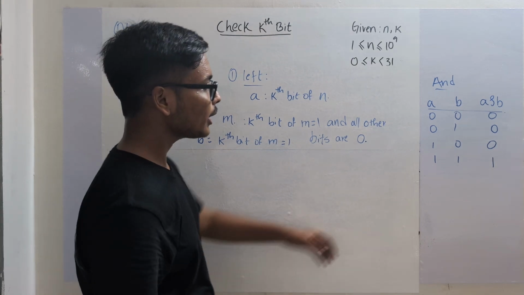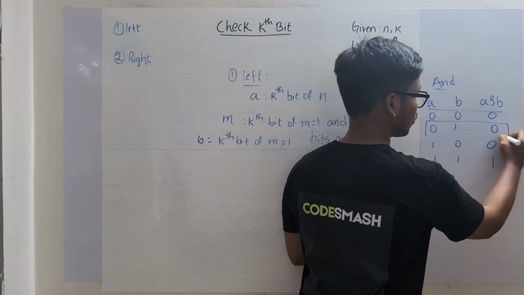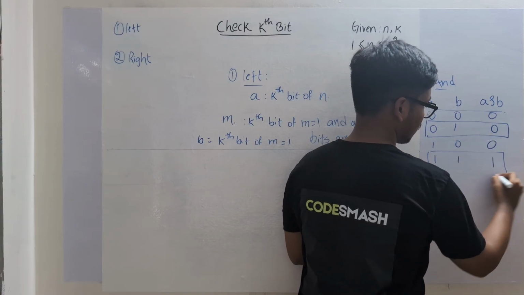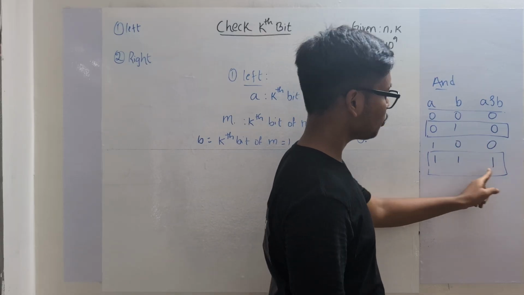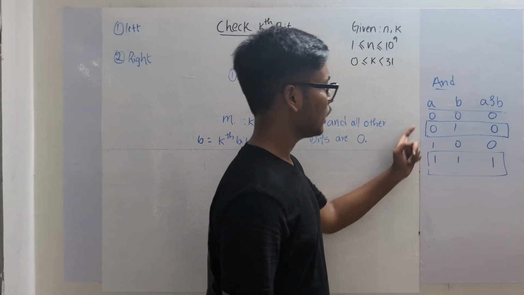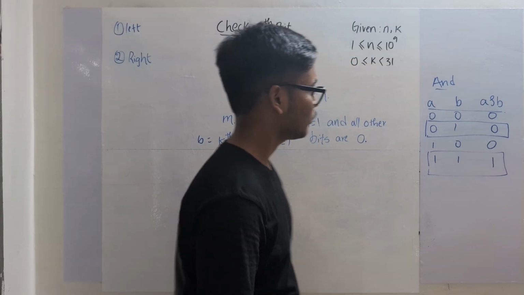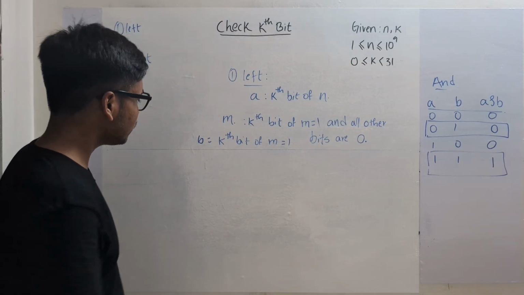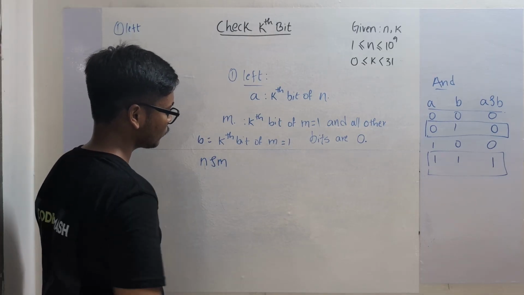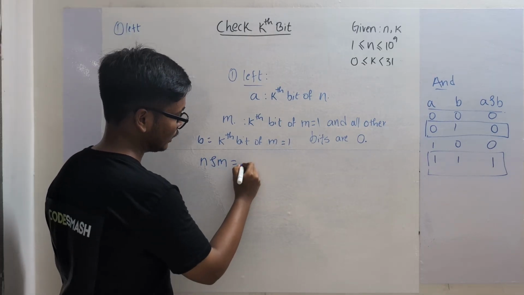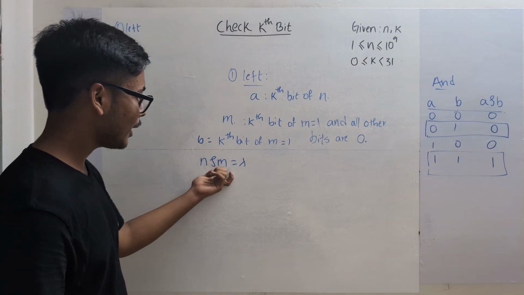Okay, now if you look at this table, we are considering these 2 conditions. B is 1 always in these 2 conditions. So the output only depends upon the value of A. If A is 0, the output is 0. If A is 1, the output is 1. Okay. Now what we do is, we find the value of n and m, and let us store this as lambda. Okay, lambda is nothing but n and m.